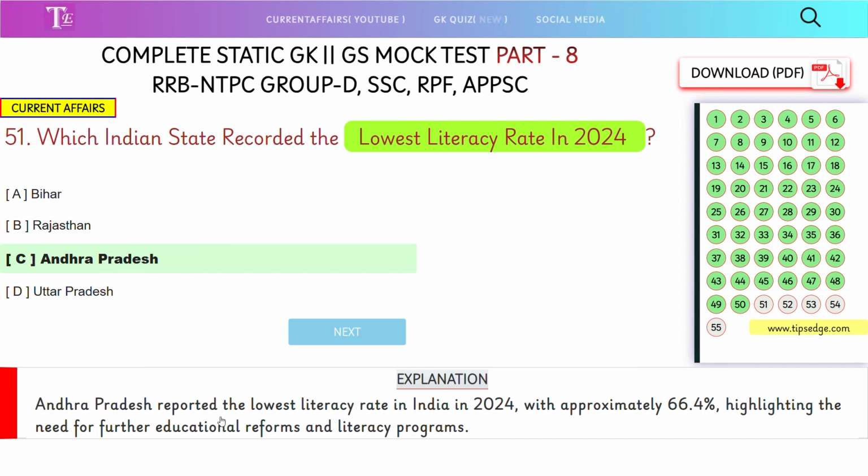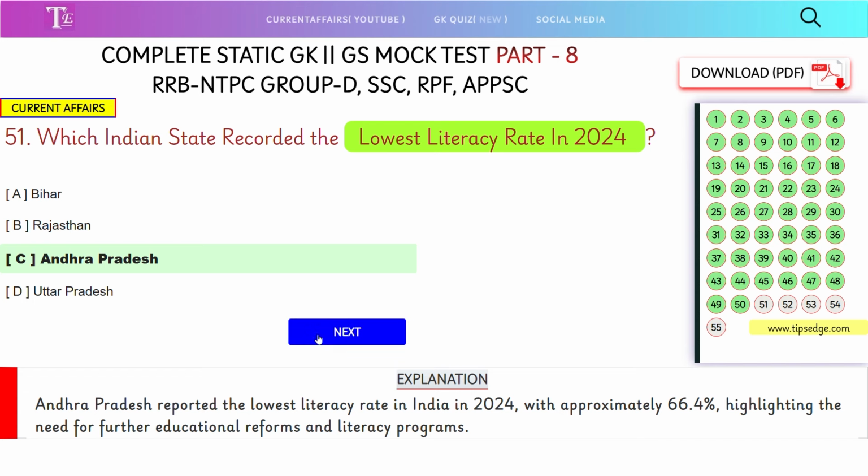Andhra Pradesh reported the lowest literacy rate in India in 2024 with approximately 66.4%, highlighting the need for further educational reforms and literacy programs.